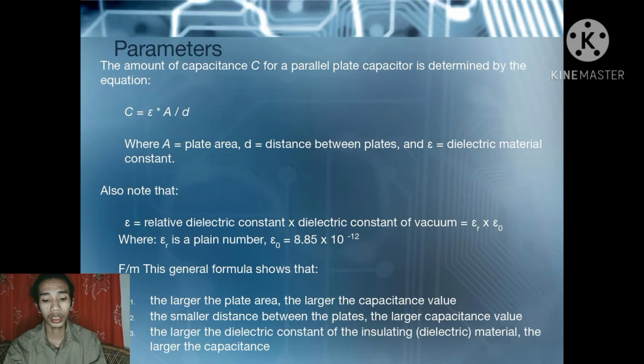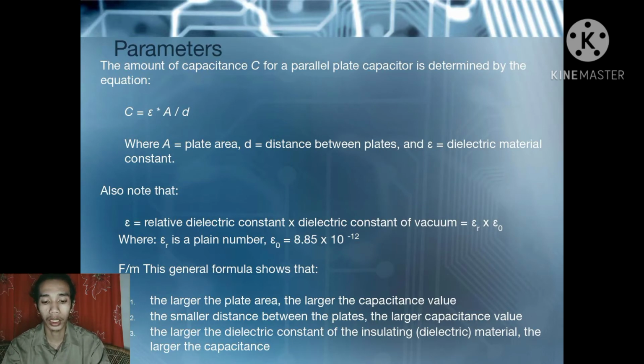Also note that E is equivalent to the relative dielectric constant times the dielectric constant of vacuum, so E equals ER times E0, where ER is a plain number and E0 is equal to 8.85 times 10 raised to the power of negative 12 F over M. This general formula shows that the larger the plate area, the larger the capacitance value. Simply put, if the metal plate has a larger area, it gives the capacitor a larger amount of capacitance.